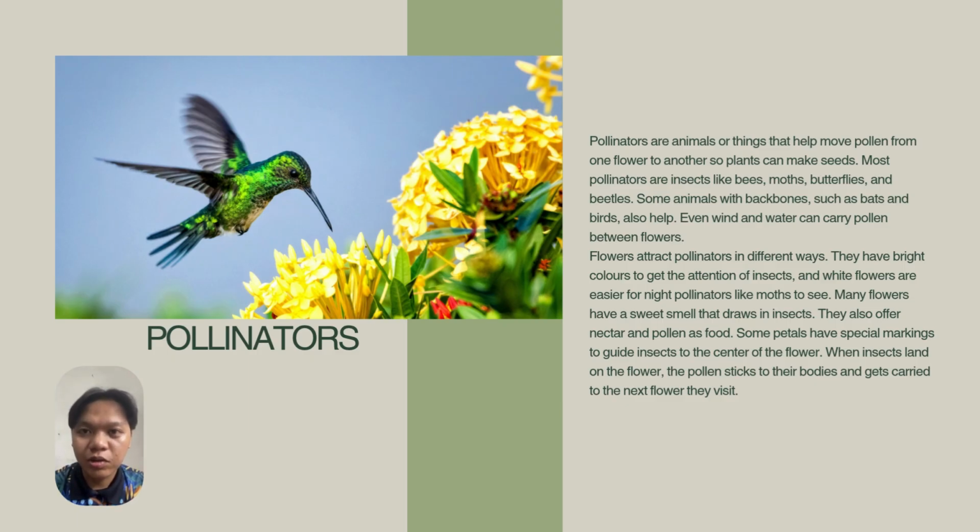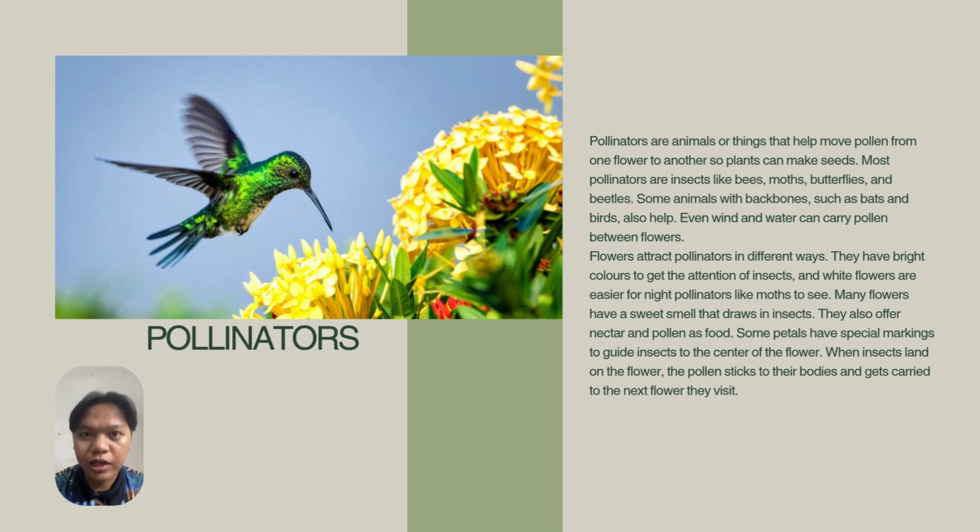Okay, so next is about the pollinators. Pollinators are animals or things that help move pollen from one flower to another so plants can make seeds. Most pollinators are insects like bees, moths, butterflies, and beetles. Some animals with backbones such as bats and birds also help. Even wind and water can carry pollen between flowers.